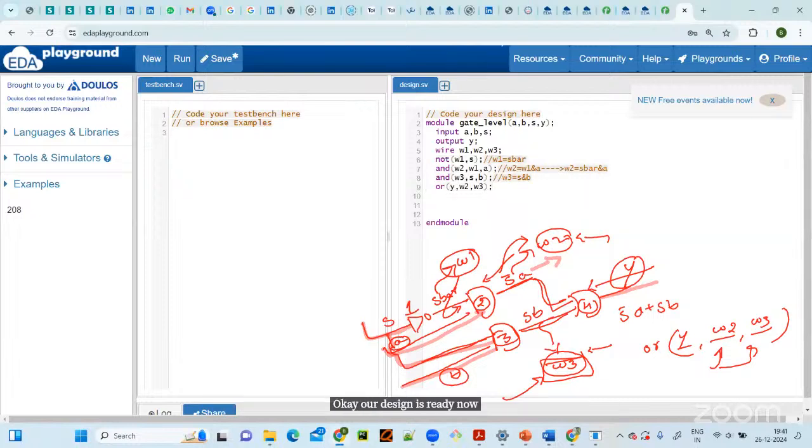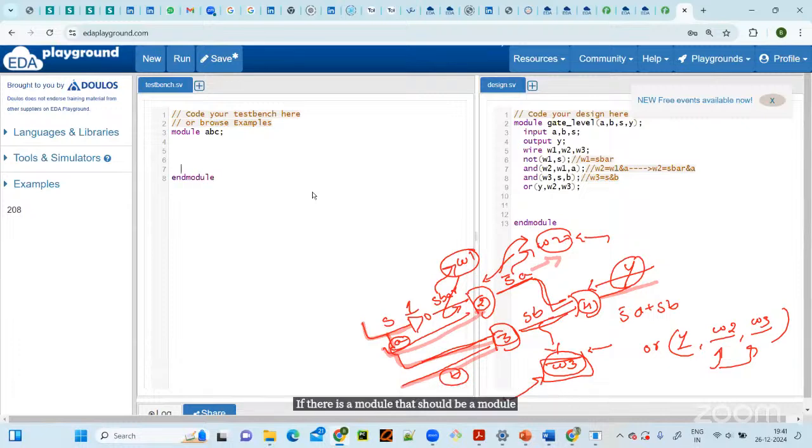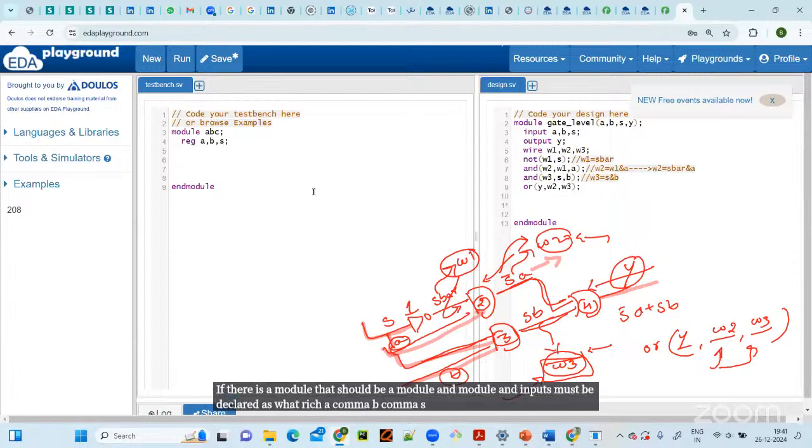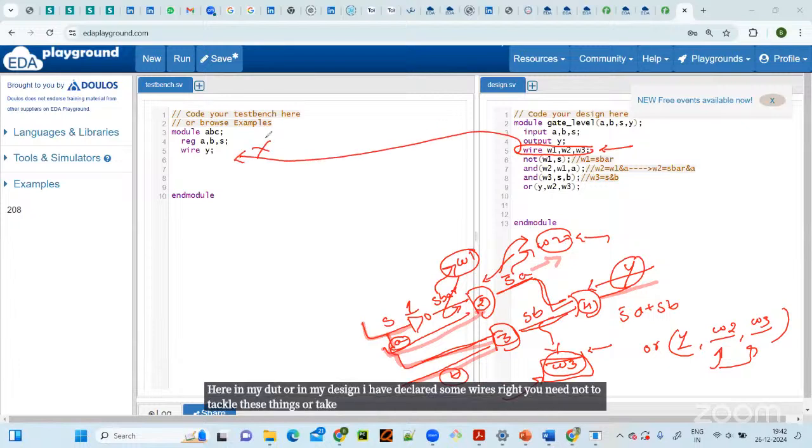Now what do we have to write? The test bench. So let us quickly write the test bench for this module, like ABC. If there is a module, there should be an endmodule, and inputs must be declared as what? Reg A, B, S, and then outputs must be declared as wires, wire Y. We need not take care of these things here. In my DUT, I have declared some wires, right? You need not tackle these things in your test bench. You need not bother about that in your test bench.